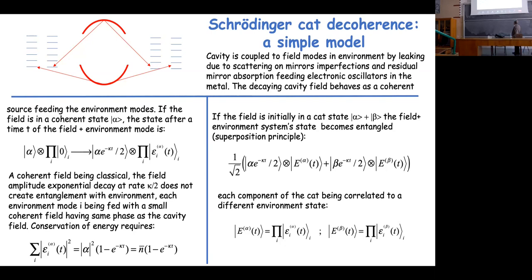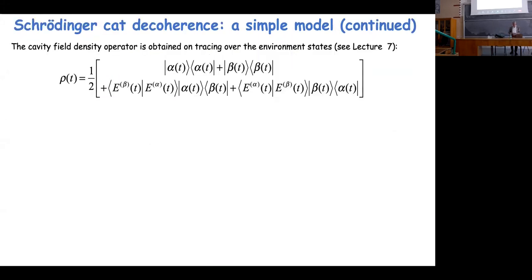What is the density operator of this state? And now we have to trace over the environment because we want to see what happens to the field in the cavity. So we have to take the trace of this quantity over the environment. And when we do that, we get the density matrix for the field. The diagonal elements are just the ones corresponding to the projector on alpha and beta.